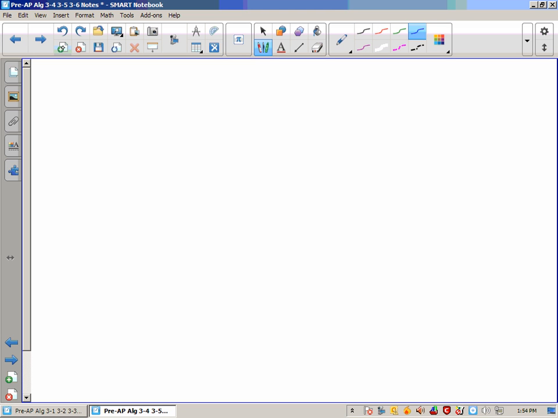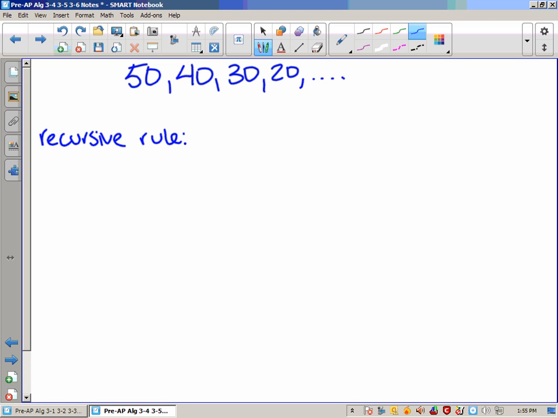This time I'm going to do a sequence that decreases, because so far we've been doing ones that increase. Okay, so let's start with the recursive. And this time I'll try to make sure that I explain this correctly. Okay, recursive rule. First we find the common difference. The common difference is subtracting 10. So when I write d, since I'm subtracting 10, d is actually negative 10.